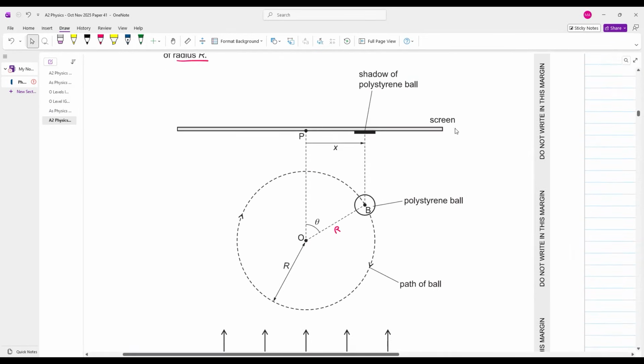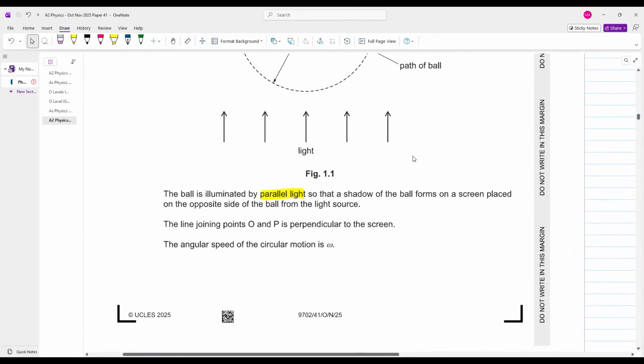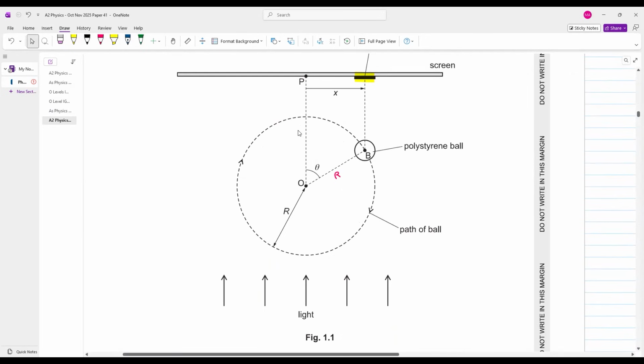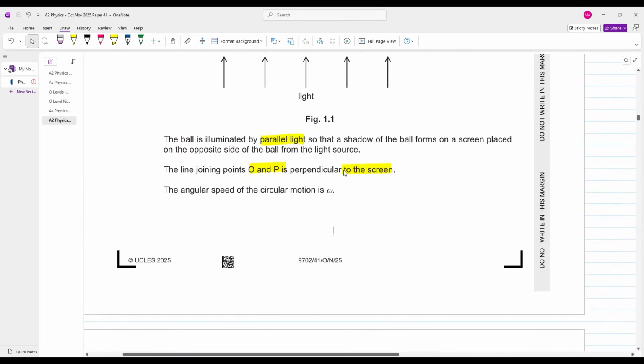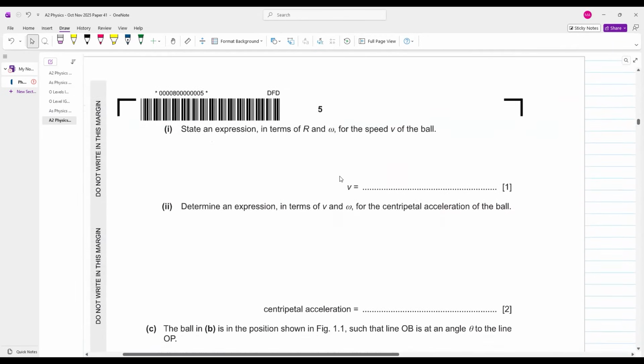This is your screen. Here you can see the shadow of the ball. This is the screen where you can see the shadow. What else is given? The line joining OP is perpendicular to the screen. The angular speed of the circular motion is W. W is your angular speed.